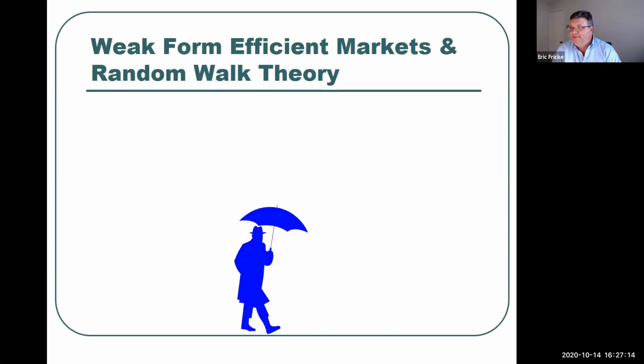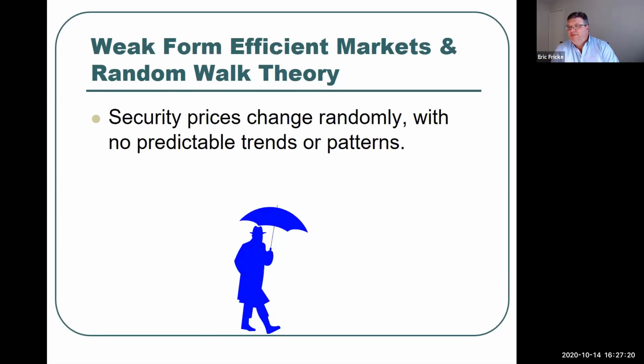Before we do that, though, when we look at weak form efficient markets, the reason there's a picture of a blue man with a hat and an umbrella is because there's a relatively famous book called A Random Walk Down Wall Street. And the theory is that, you know, there's someone walking down the street and they're kind of walking randomly and you don't know where they're going. And so they're saying that's kind of like how stock prices are.